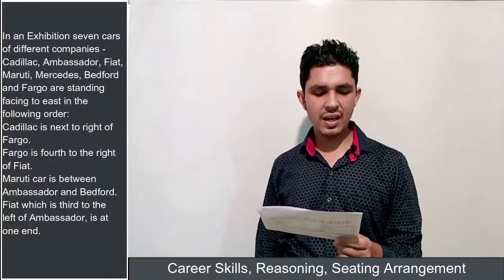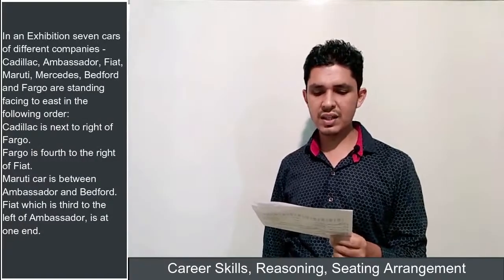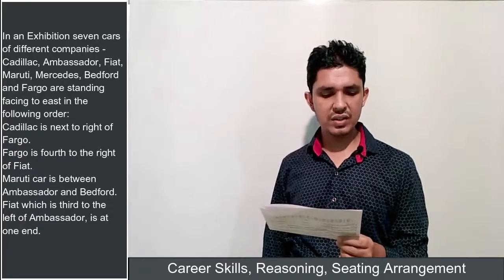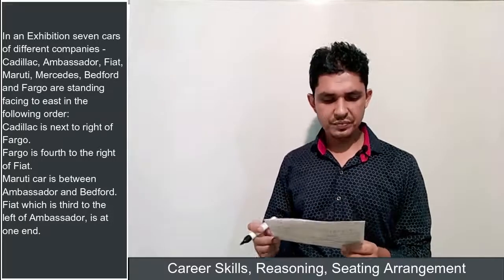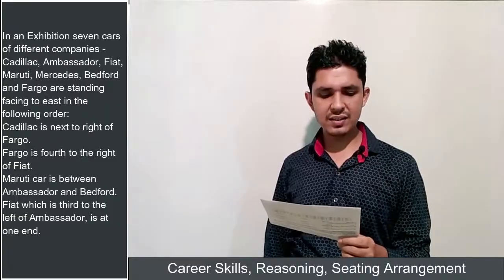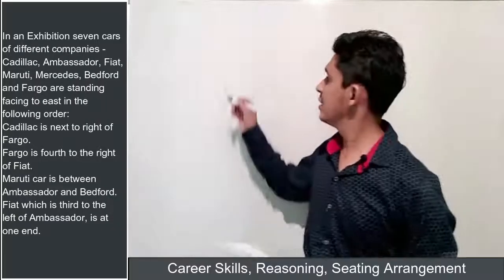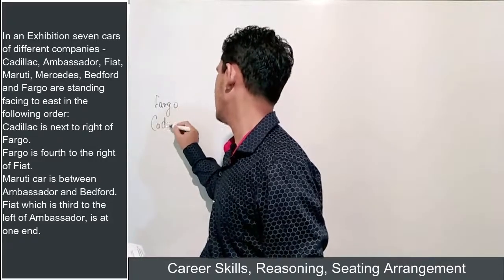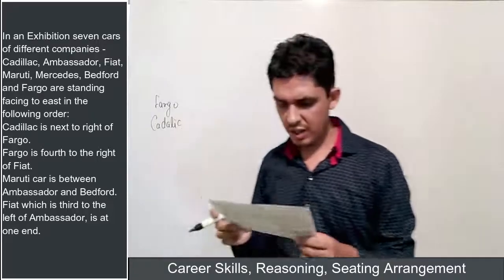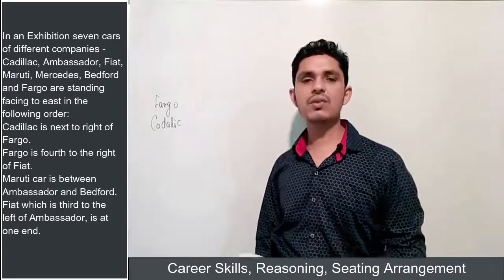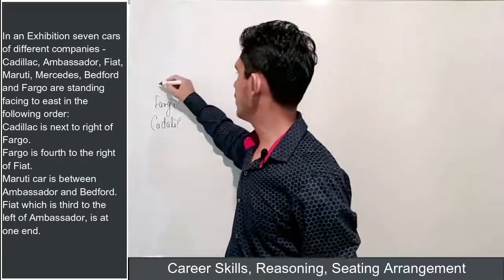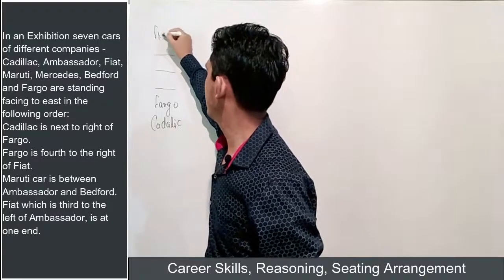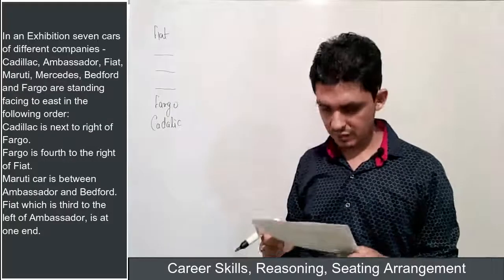The question is, in an exhibition, 7 cars of different companies, Cadillac, Ambassador, Fiat, Maruti, Mercedes, Bedford and Fargo are standing facing to east in the following order. He is saying that Cadillac is next right of Fargo. That means if we put Fargo here, so Cadillac is next right of Fargo. This is correct. Thereafter Fargo is fourth right to the Fiat. That means Fargo is fourth right of Fiat. That means there should be 3 cars between Fargo and Fiat, right?